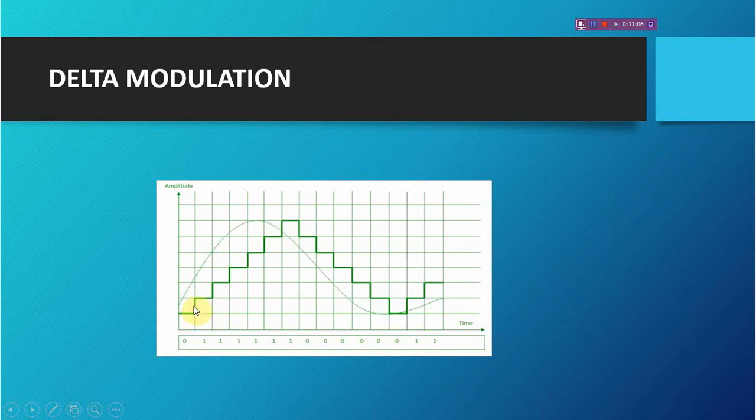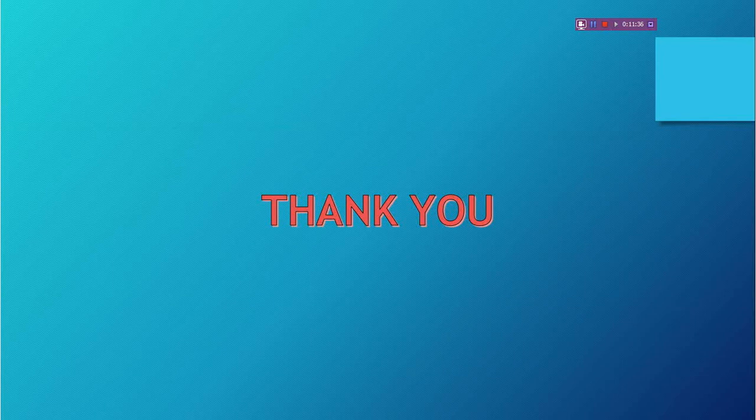It takes a delta value, and if the delta value is increased from the previous value, then it will increase and the value will be 1. Okay, and if the delta value is decreased from the previous one, then the digital value is 0. Okay, so in this way we can process analog data and convert it to a digital signal. So by pulse code modulation and delta modulation, we can convert analog data to digital. Thank you.